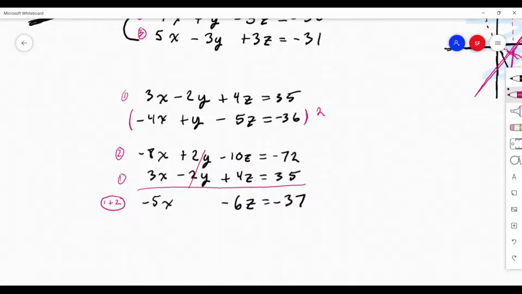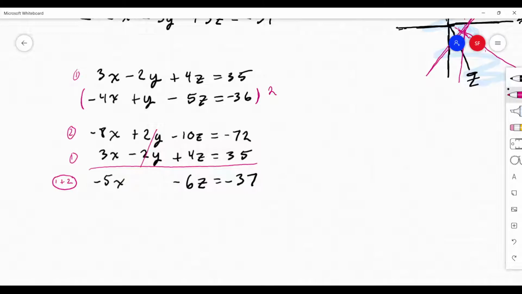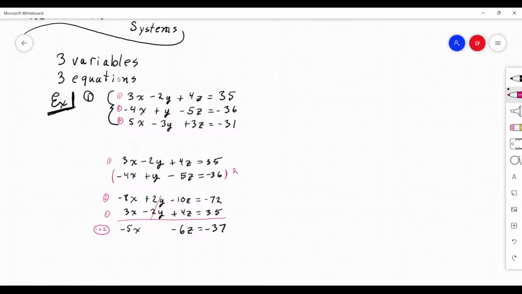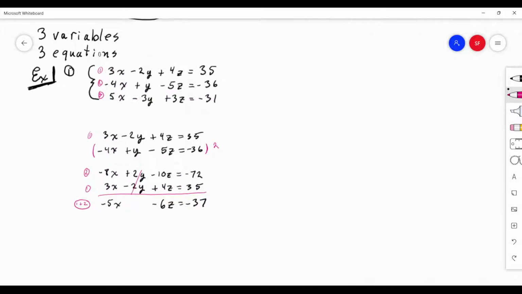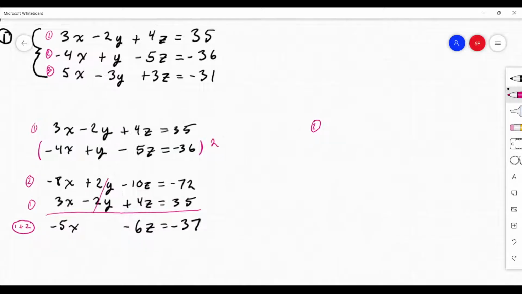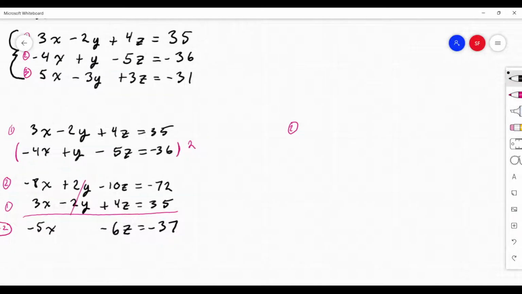Keep on keeping on. So we have an equation that is a 2-variable equation with x and z in it. So our next step, let me erase all of this mess so I have room to do the problem I'm trying to do. What we're going to do now is we're going to combine equation 2 and equation 3, right? So I'm going to rewrite equation 2 and equation 3. So here's equation 2, which is negative 4x plus y.